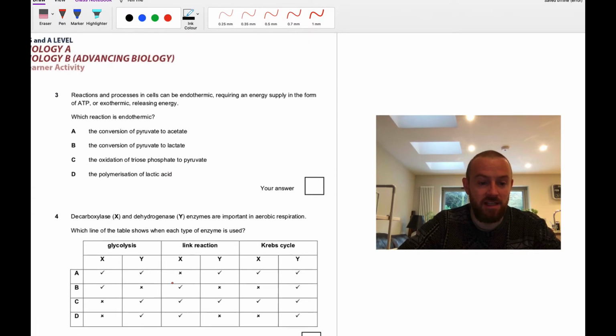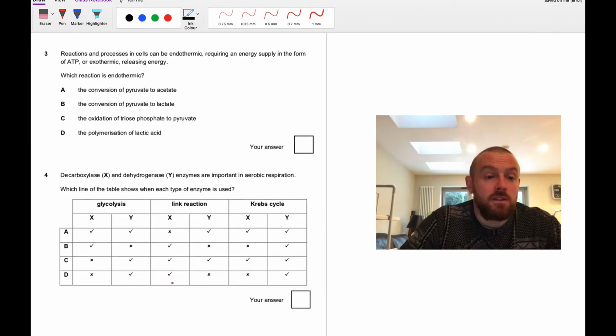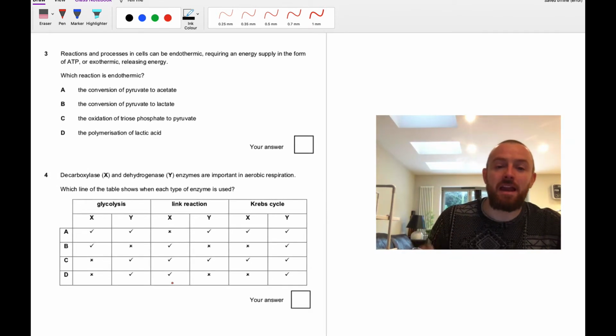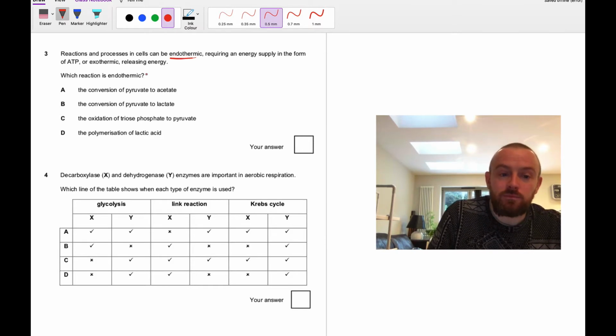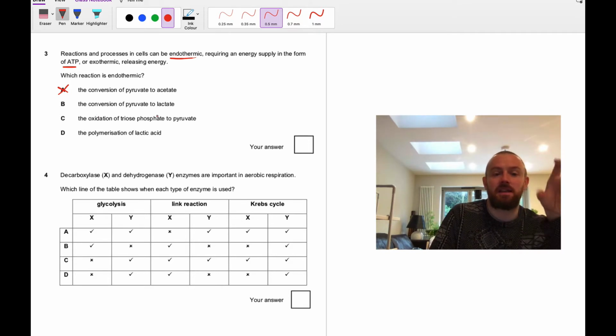Okay, on to the next two questions, 3 and 4. Reactions and processes in cells can be endothermic, requiring an energy supply in the form of ATP. Which reaction is endothermic? So we're basically asking which ones need ATP. The conversion of pyruvate to acetate is not endothermic, that's the link reaction, so it's not that one. The conversion of pyruvate to lactate occurs in anaerobic respiration, and again it does not need ATP, so it's not that one. The oxidation of triose phosphate to pyruvate, that's the final stage of glycolysis, is actually exothermic, and releases ATP.